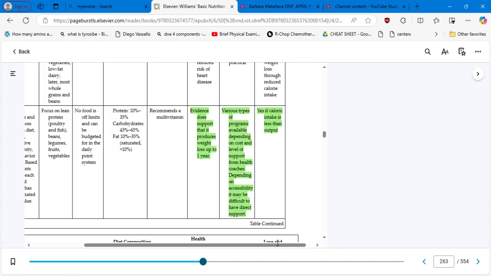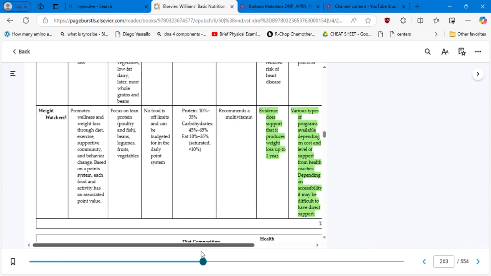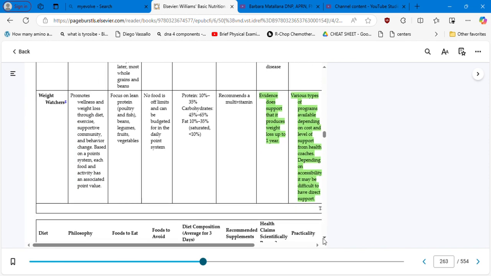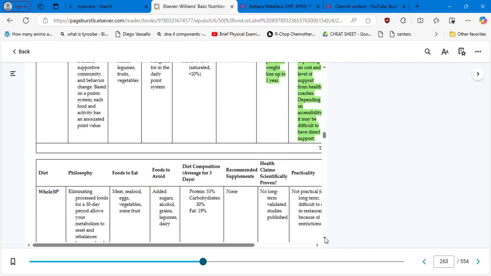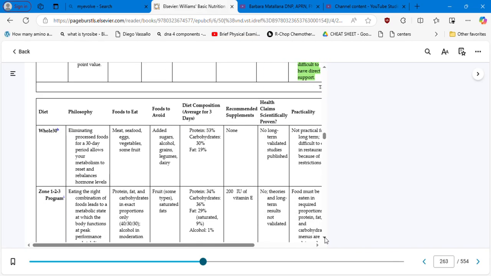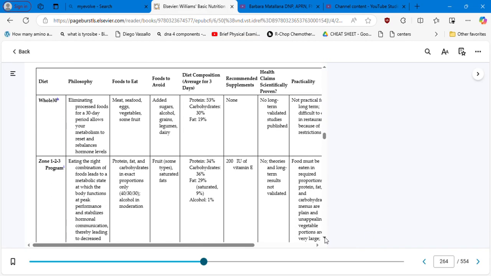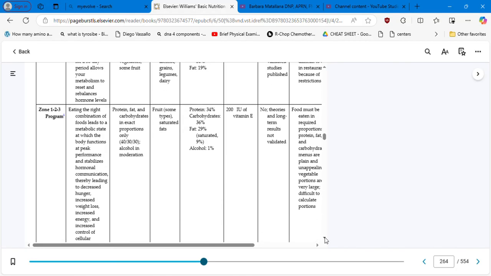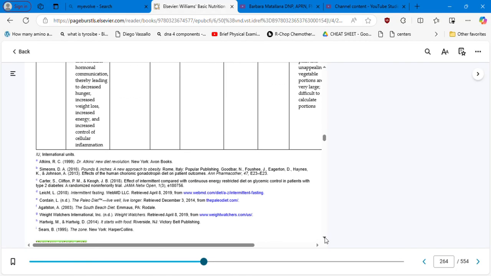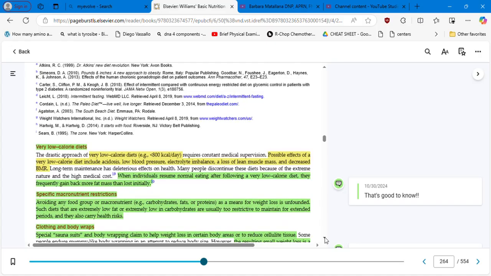And there are a lot of types of programs available. What else? What you are not supposed to eat. No food is off limits and can be budgeted for in the daily point system. So those are good factors about Weight Watchers. Then you have the Whole30, so Zone 1, 2, 3 programs. And you can go through and analyze all these diets.